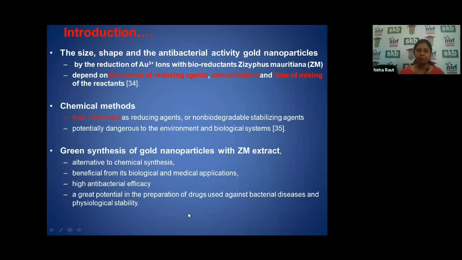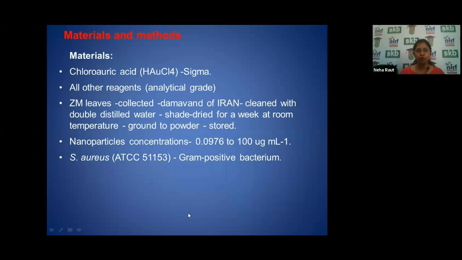In the present paper, for materials and methods, the chloroauric acid is from Sigma. All other reagents used in the extract are of analytical grade. The Ziziphus mauritiana leaves were collected from Demavand, a particular area of Iran. They were cleaned with distilled water, then shade dried for a week at room temperature, ground to powder, and stored. Further, this powder is used for our study or analysis.